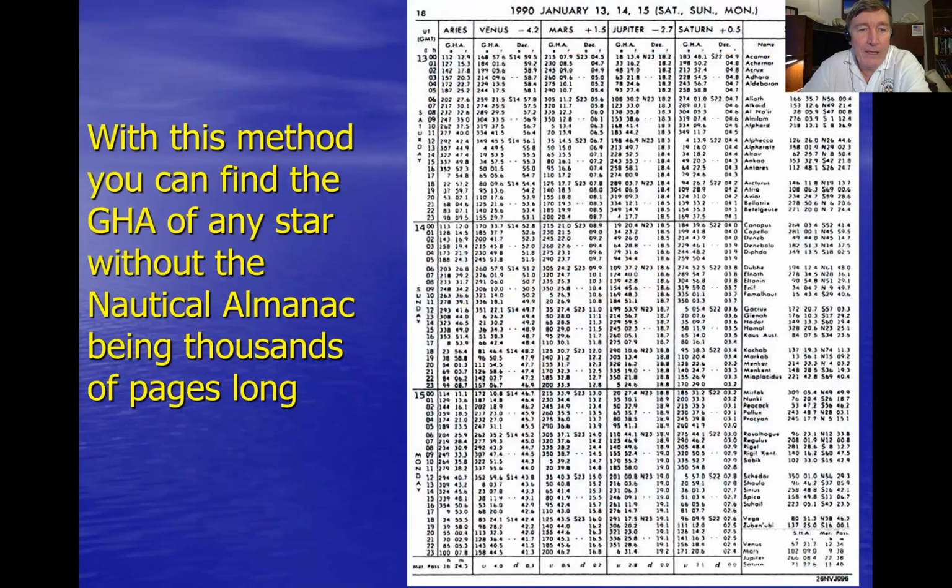Okay. All right. They're just added together, GHA and SHA. Yep. That's all you do. You just add them together.